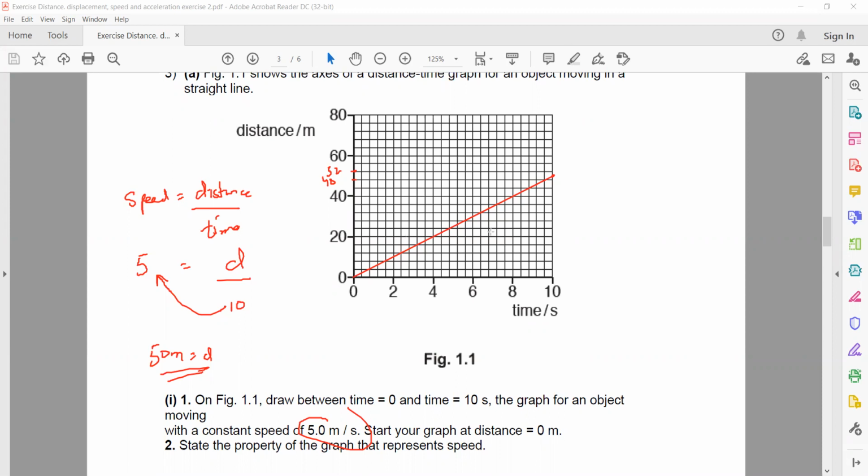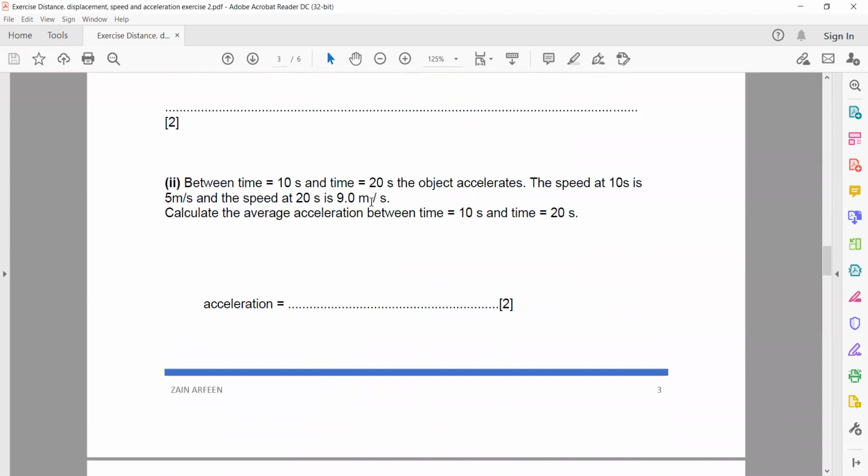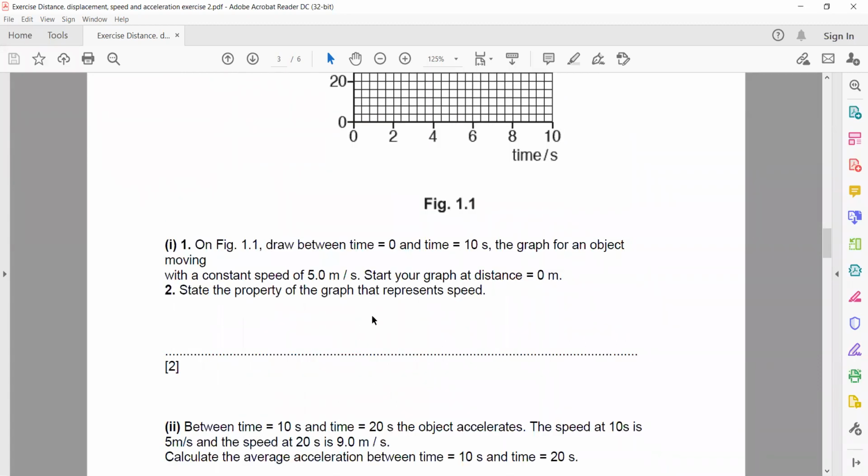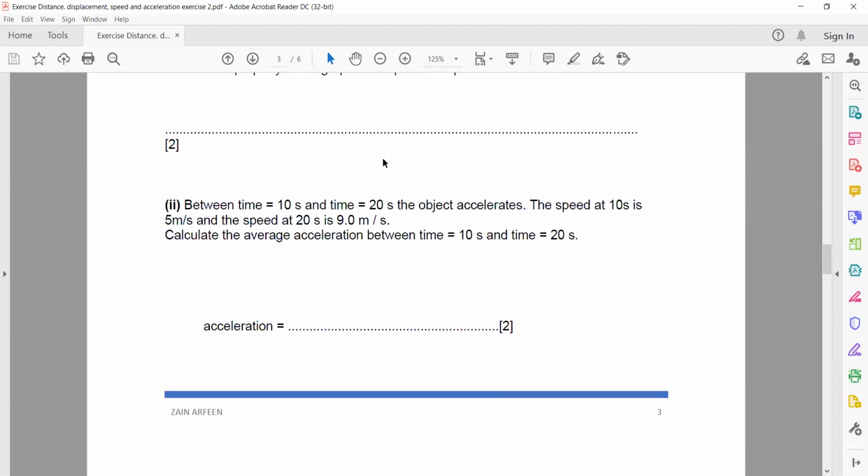Then state the property of a graph that represents speed. So speed from a distance time graph, the gradient or the slope represents the speed. The gradient, the slope is representing the speed of a distance time graph. And why is it of 2 marks? 1 mark is for the graph and 1 mark is for mentioning that the gradient represents the speed.